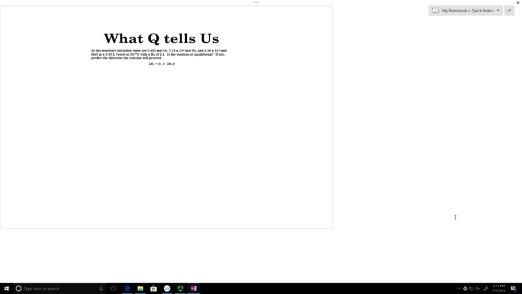Today we're looking at the Q value. So what does Q tell us? Q is related to K, which is to say that they're both equilibrium constants, except K is at equilibrium and Q is out of equilibrium. And the relationship between Q and K will tell us whether a reaction is either in equilibrium or out of it. For example, if Q equals K, then we are at equilibrium.